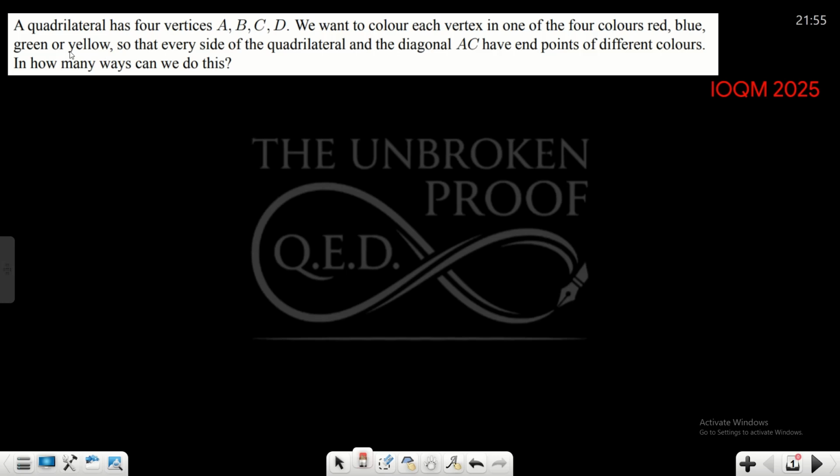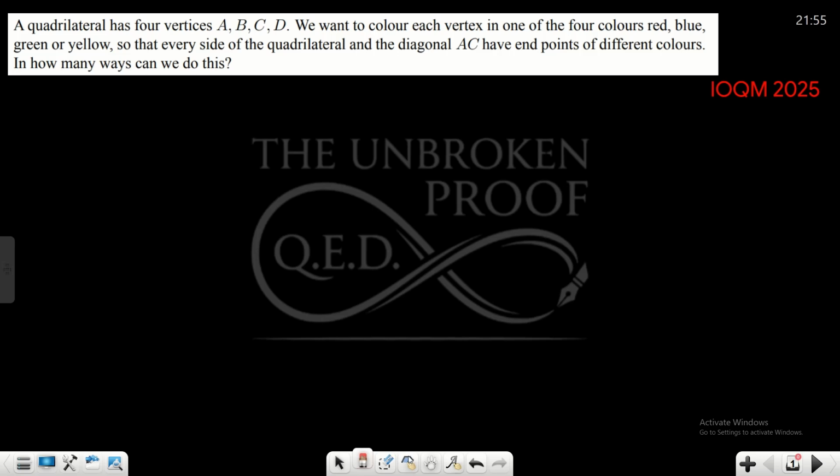First question says a quadrilateral has 4 vertices A, B, C, D. We want to color each vertex in one of the 4 colors red, blue, green or yellow, so that every side of the quadrilateral and the diagonal AC have endpoints of different colors. In how many ways can we do this?